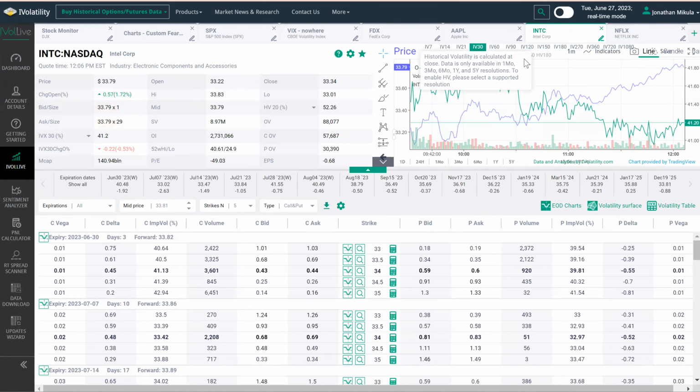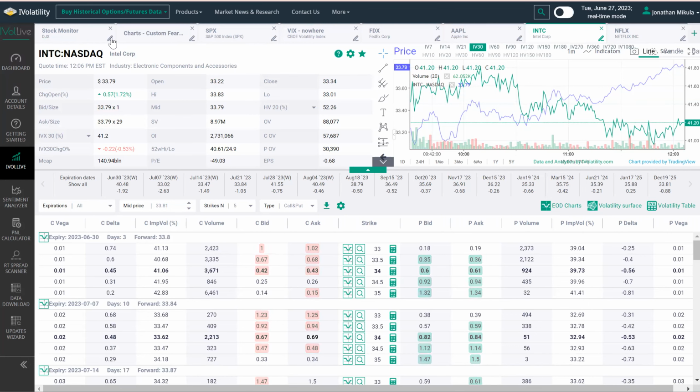I'll explain why they're interesting and then how to design potential trades. And then towards the end, again, I'll show how to run scans. So we'll give you an idea of how to come up with these ideas like Intel, Apple, and Netflix. So I'll show you guys how to run scans using the stock monitor.